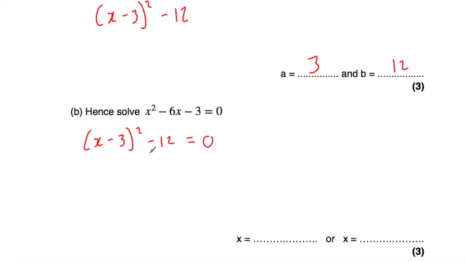Now we just need to solve this. So let's add 12 to both sides. That'll give us on the left hand side (x minus 3) squared, and on the right hand side, we're adding 12 to both sides. So that'll become 0 minus 12 plus 12, and on the right hand side, you get that's equal to 12.